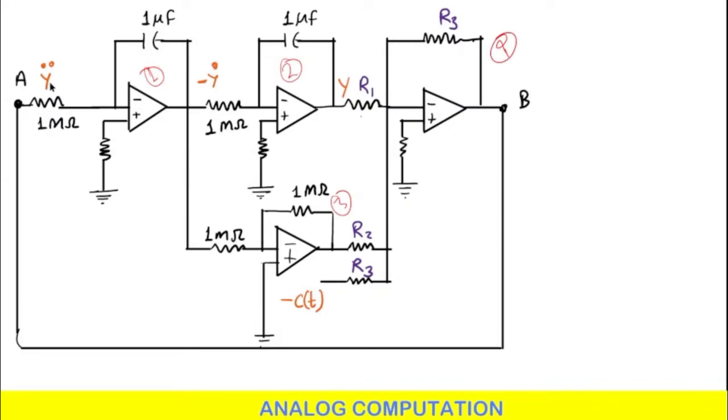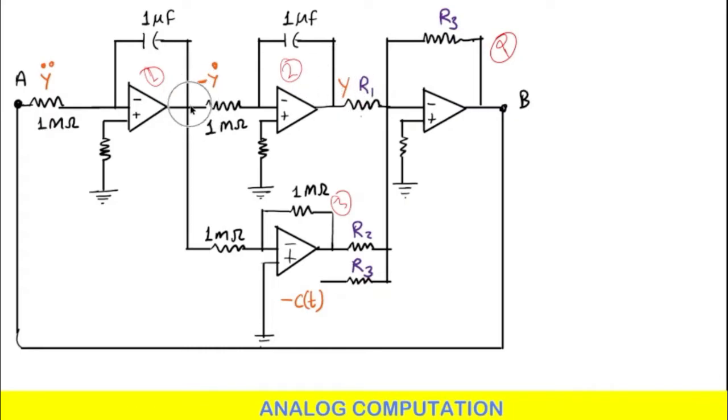So at the input you gave y double dot, that is d square y by dt square, so that will get integrated, and at the output you will get minus y dot. Now it will again get integrated by the second circuit, as the second circuit is also an integrator, so the sign will be inverted again, so you will get y at this output.